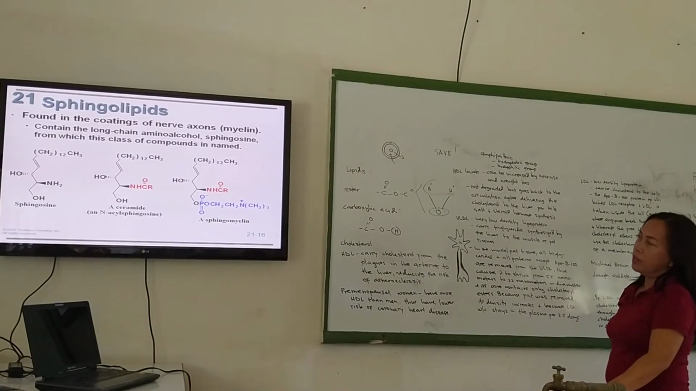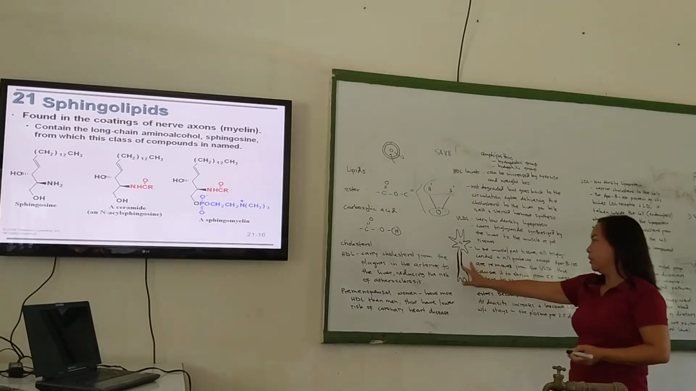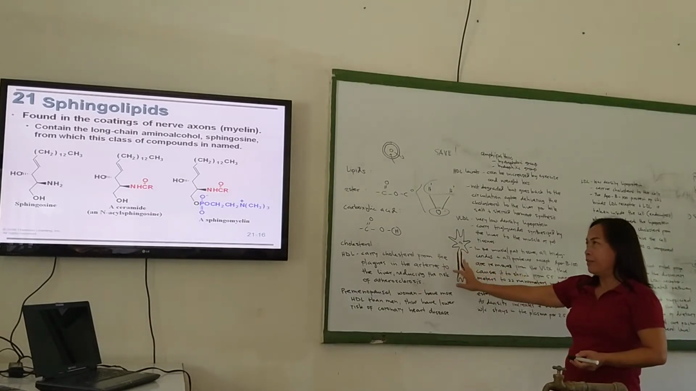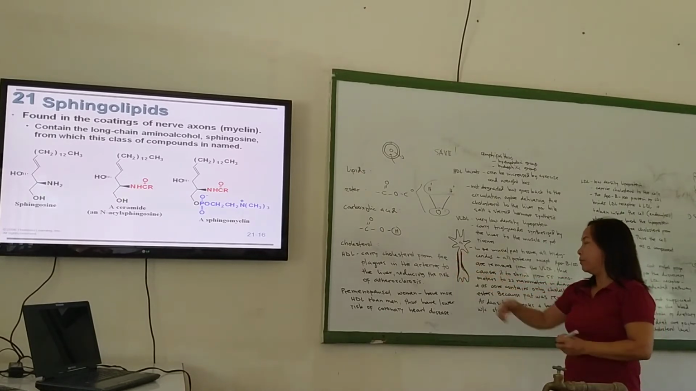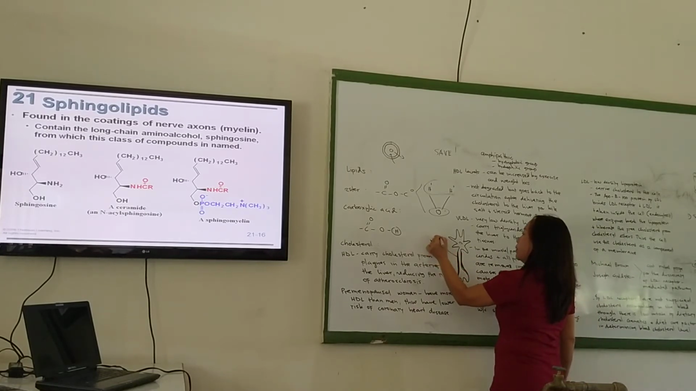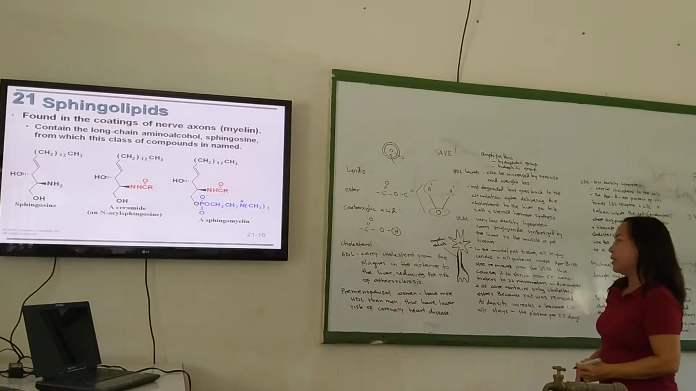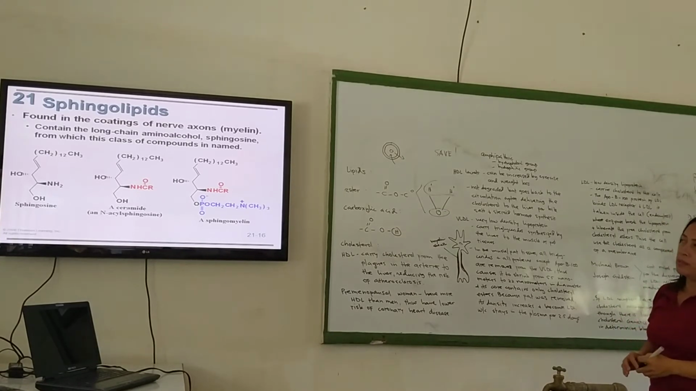So that is where it is named. You have the word sphingomyelin. It is a lipid form made up of the myelin sheath. This is the myelin sheath of the neuron, which is composed of sphingolipids.